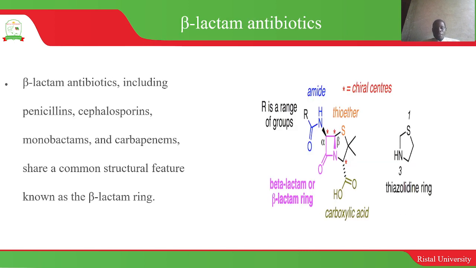Let's look at the beta-lactam inhibitors. We said the beta-lactam antibiotics, including the penicillins, the cephalosporins, and also the monobactams and carbapenems, share a common structural feature known as the beta-lactam ring. So let's look at the structure on the right, for example. This is the structure of the penicillin, but then it has all these constituents. Okay, you see the different colors.